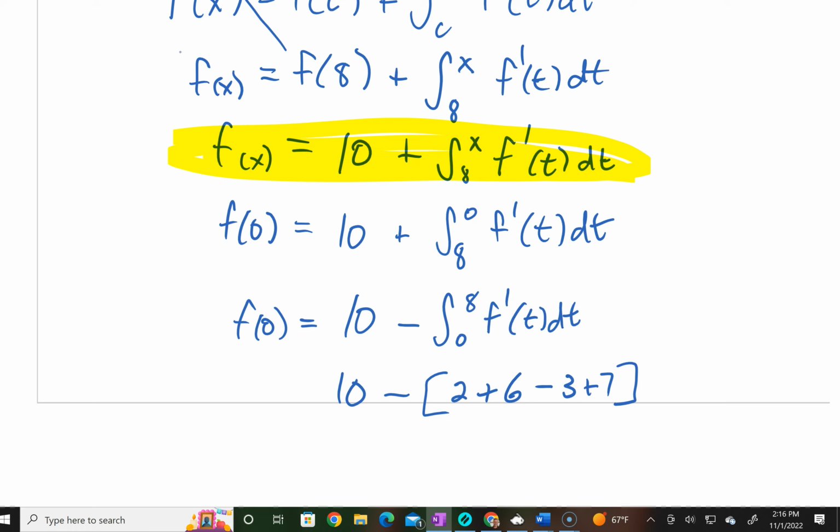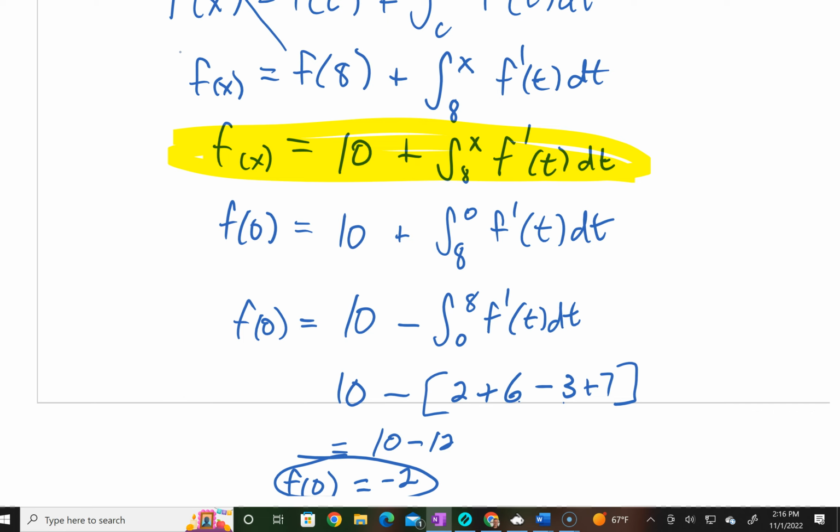Don't forget there's a minus out in front of that whole thing because we flipped the bounds, right? And then you'd say, well, 2 plus 6 is 8. 8 minus 3 is 5. 5 plus 7 is 12. You'd say, oh my gosh, you know what? F of 0, what's f of 0? It's negative 2. You doing okay with that?